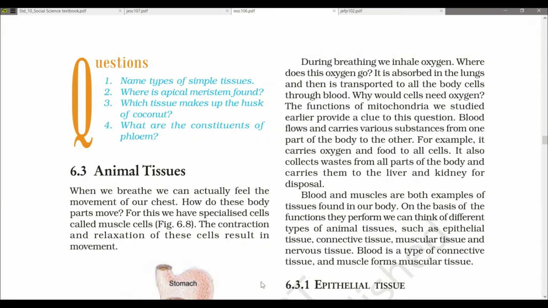Let's start reading the topic Animal Tissues. When we breathe, we can actually feel the movement of our chest. How do these body parts move? For this we have specialized cells called muscle cells. The contraction and relaxation of these cells result in movement.